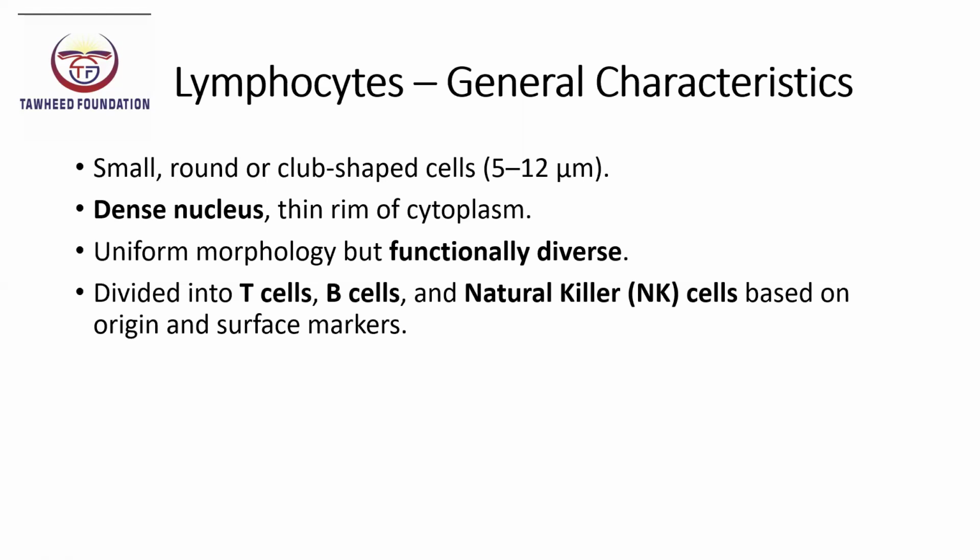They are classified into three major types, that is B cells, T cells, and NK cells, based on origin and surface markers. T lymphocytes mediate cellular immunity, B lymphocytes are responsible for antibody production, and NK, that is natural killer cells, destroy infected or tumor cells without prior sensitization. These cells continuously circulate between the blood, lymphoid organs, and tissues, ensuring rapid detection of foreign antigens.